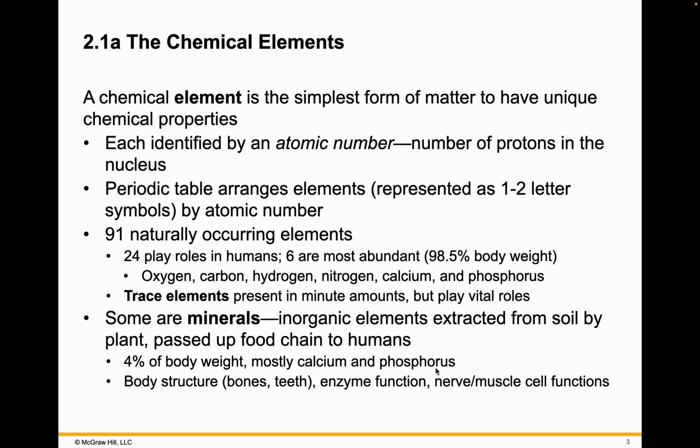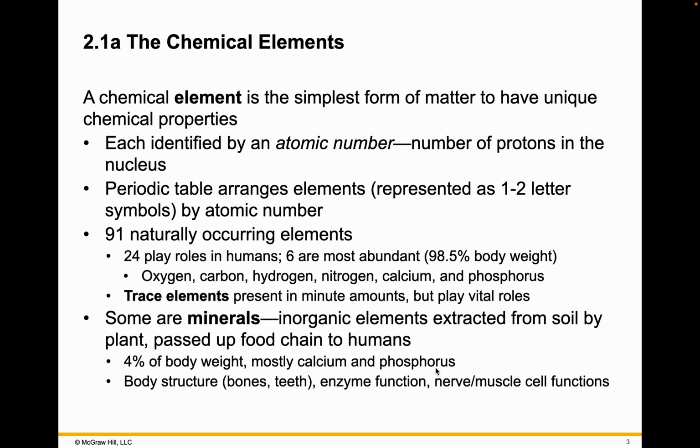There are 91 elements that occur in nature. 24 play roles in humans. However, only 6 are really, really abundant. Those 6 make up 98.5% of the body weight. Those 6 are oxygen, carbon, hydrogen, nitrogen, calcium, and phosphorus. The others are trace elements, but those trace elements still play a major vital role.